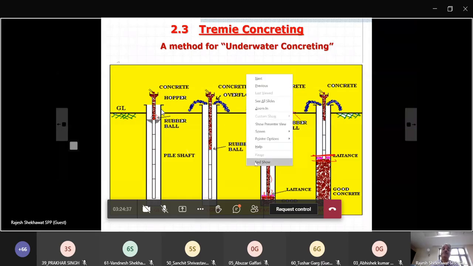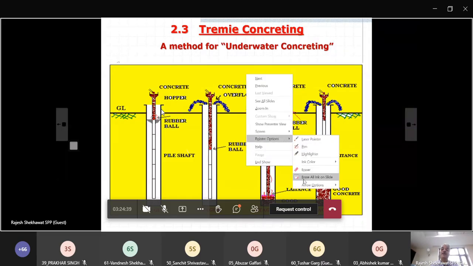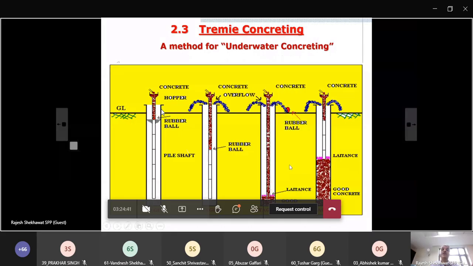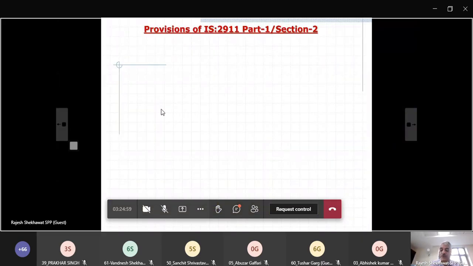So therefore, normally you always keep 100% redundancy. If you need one pump for tremie concreting, you keep two pumps. If one pump fails, start the other immediately, and if you stop in between, you are in for big trouble. So continuously you keep on doing the concreting till you reach the end. So this is how tremie concreting is done. Clear?